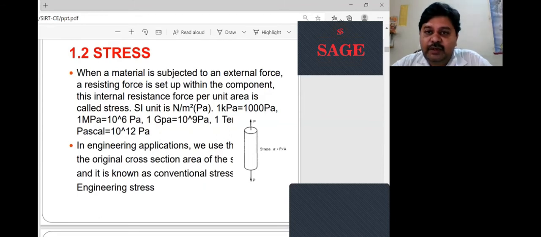When a material is subjected to an external force, a resisting force is set up within the component, and this internal resisting force per unit area is known as stress. The unit of stress is Newton per square meter, which is known as Pascal. 1 kPa is equal to 10 to the power 3 Pa, 1 MPa is equal to 10 to the power 6 Pa, 1 GPa, the gigapascal, is equal to 10 to the power 9 Pa, and so on. The SI unit of stress is Pascal, that is, Newton per square meter. In engineering applications, we use the original cross-sectional area of the stressed component. This is also known as conventional stress or engineering stress.